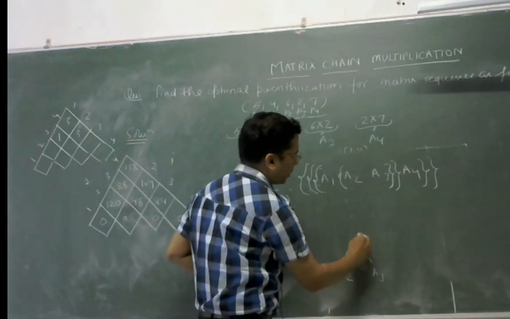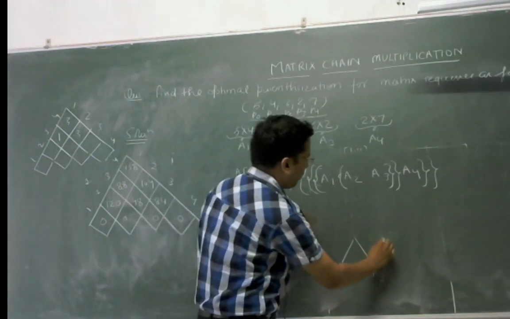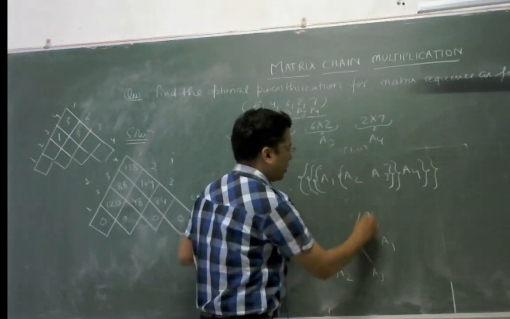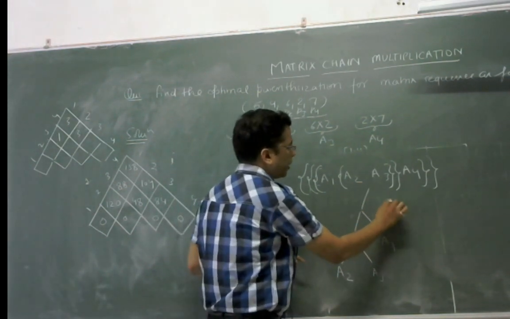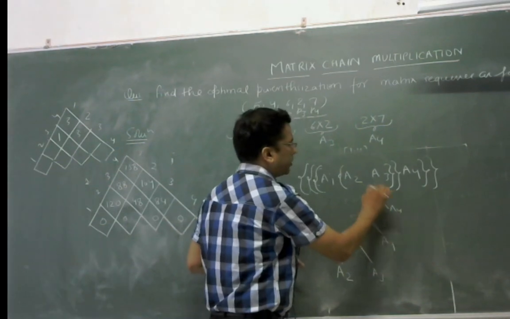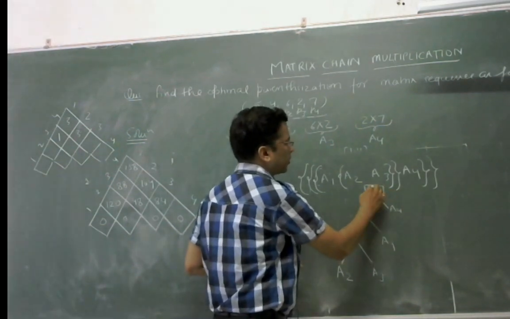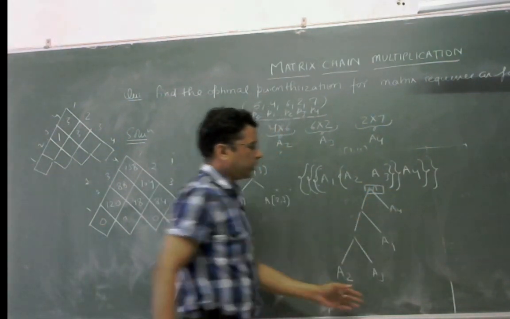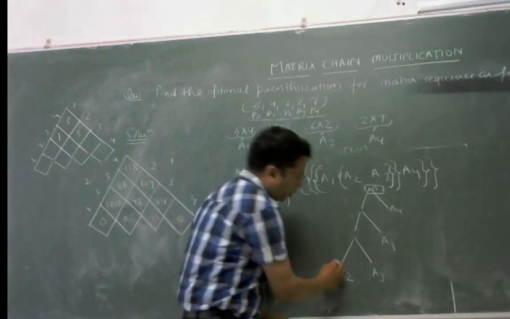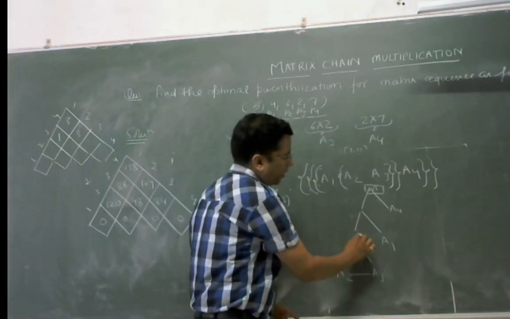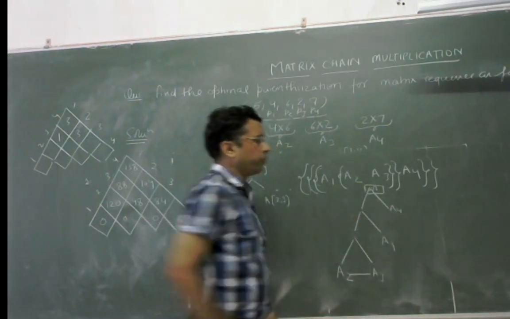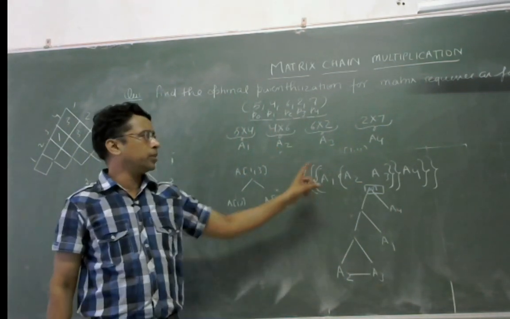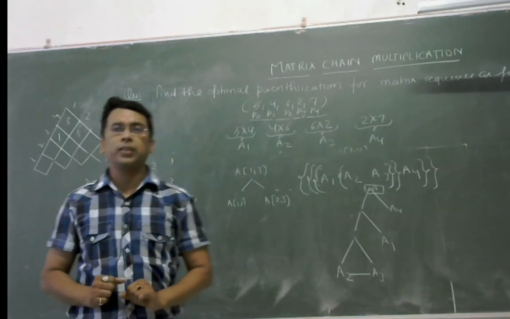then this would be multiplied with A1, and after that their result will be multiplied with A4, and this would be the solution product. So this is the sequence. First A2 and A3 are multiplied, then their product is multiplied with A1, and then with A4. So this is the optimal parenthesization. Thank you.